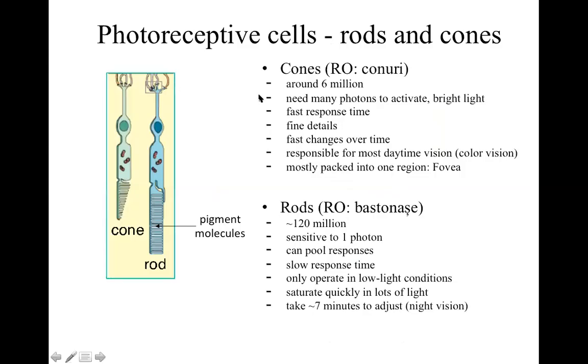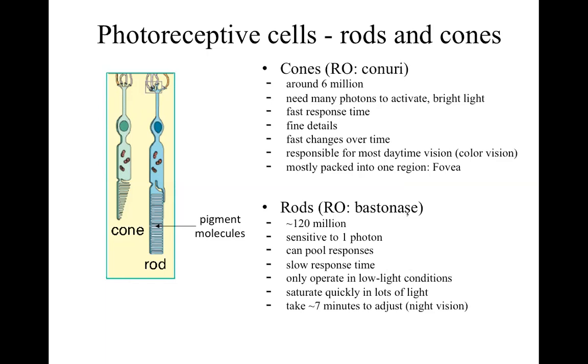Now a few words about each photoreceptive cell. So cones, in Romanian conuri. There are around 6 million. They have a fast response time, and mostly are packed into one region where central vision happens, and this is the fovea. And cones are mainly responsible for our color vision during daytime, whereas rods, there are many more.